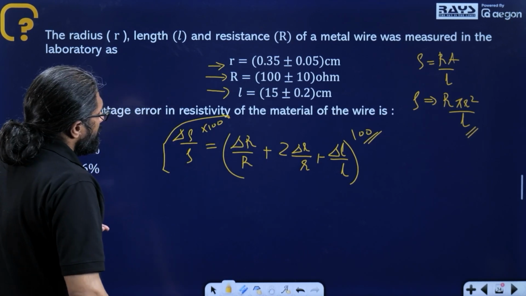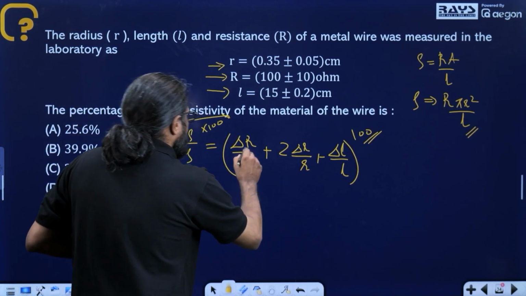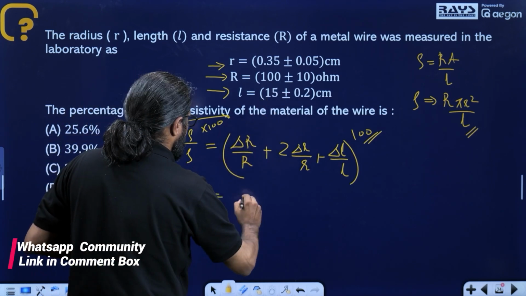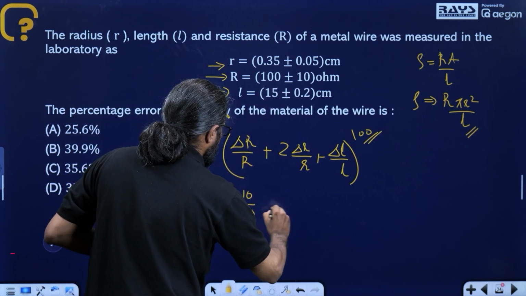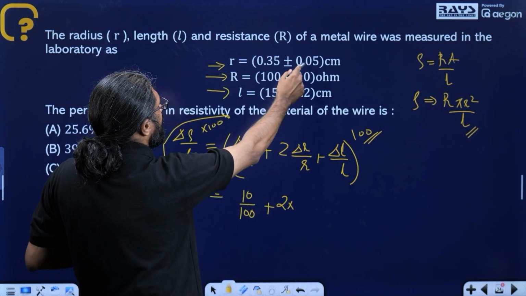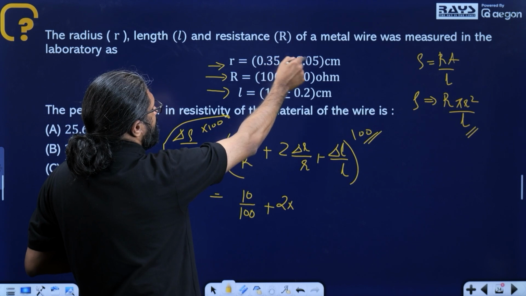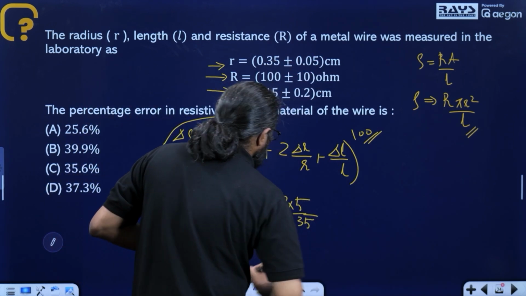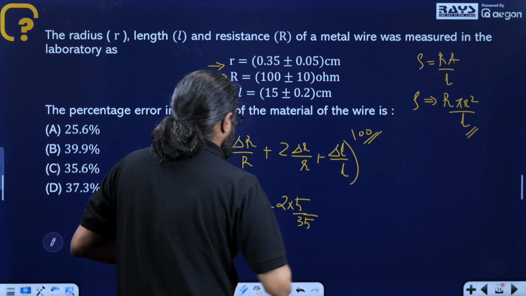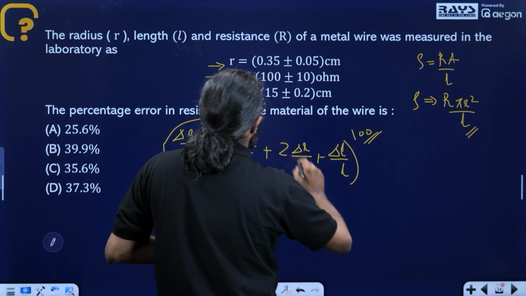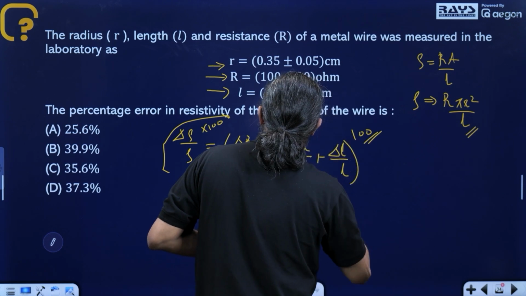Alright. Now, how do you evaluate this? Delta R by R is 10 by 100, plus 2 times delta small r by r is 0.05 divided by 0.351, that is 5 by 35. Okay, and then I have delta L by L is 2 by 0.2 by 15.